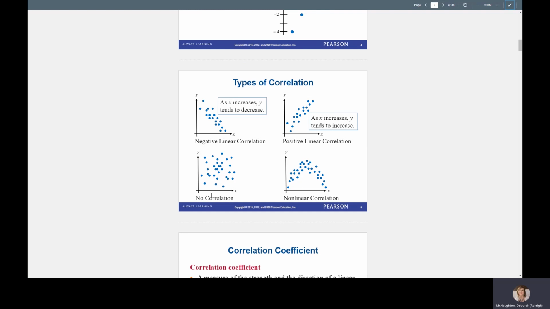And when you see here that it just looks like the data is kind of all over the place and I can't really see a line, it could go in any direction, right? This one has no correlation. And then this last one shows us a nonlinear correlation. We can see clearly the data is correlated, but it's in a curve.